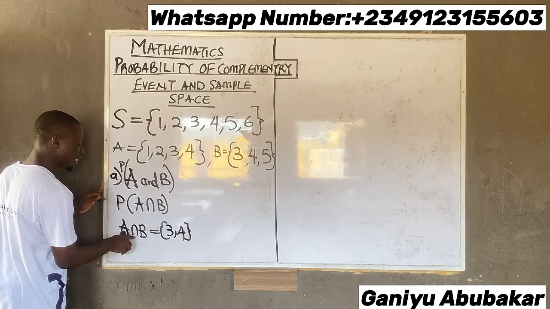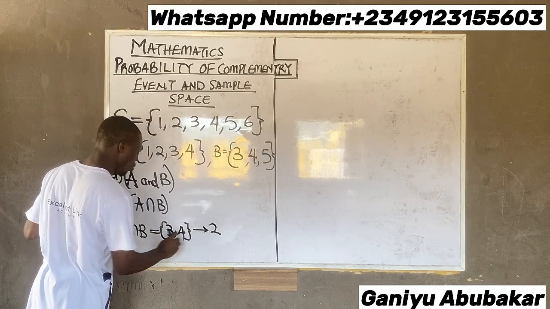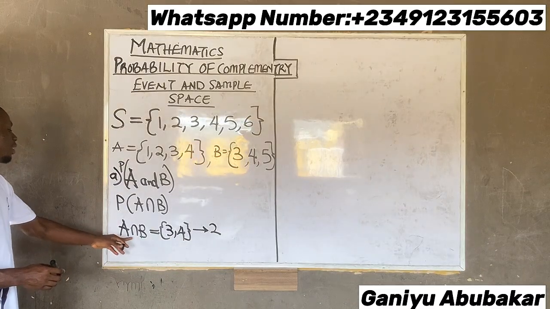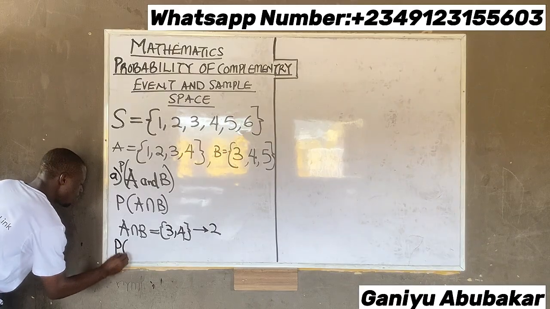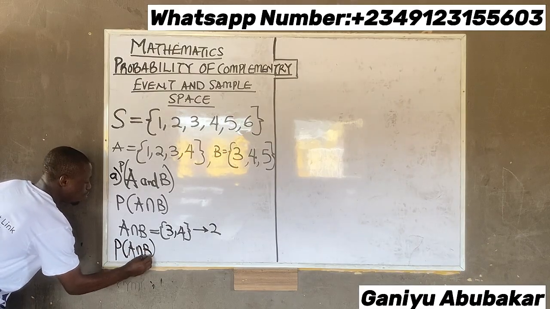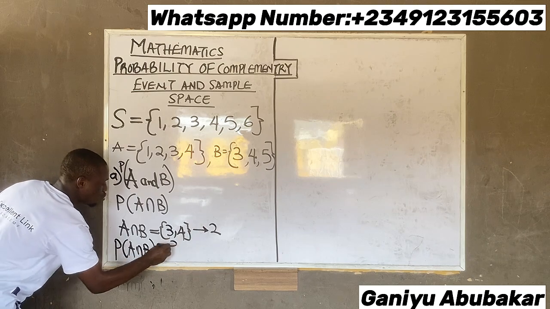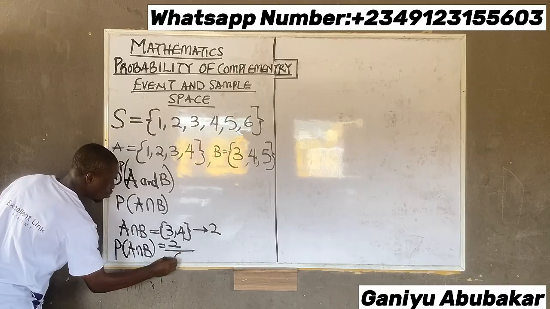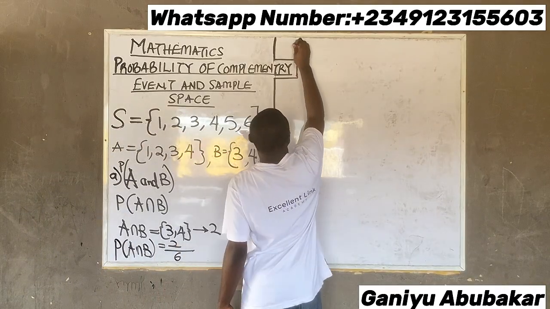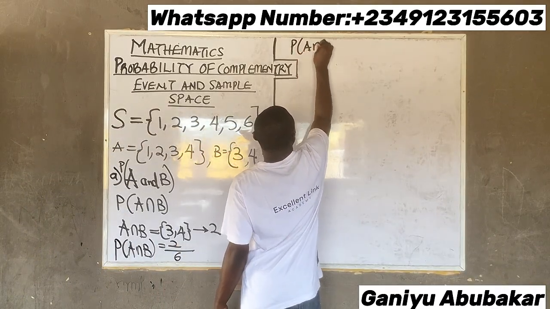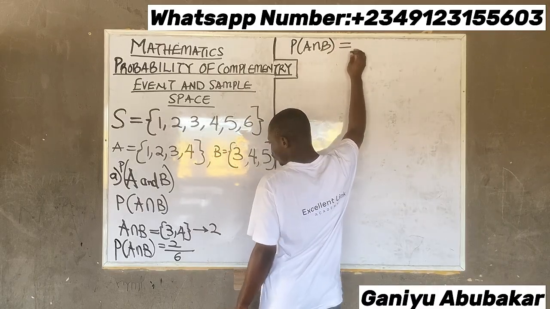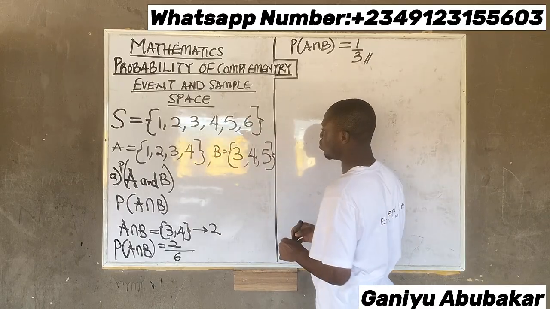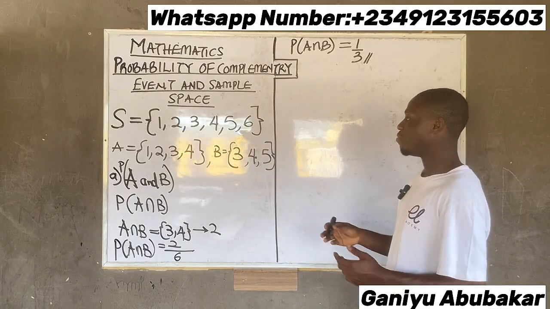So in A intersection B there are two possible outcomes, 3 and 4. So the probability of A intersection B will be equal to 2 all over the total outcome, which is 6. 2 over 6. In other words, the probability of A intersection B is equal to 1 over 3. This becomes your answer to probability of A and B.